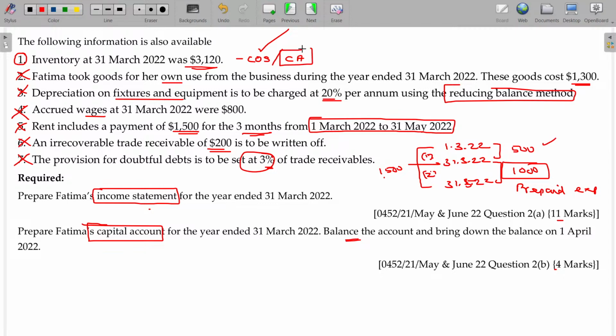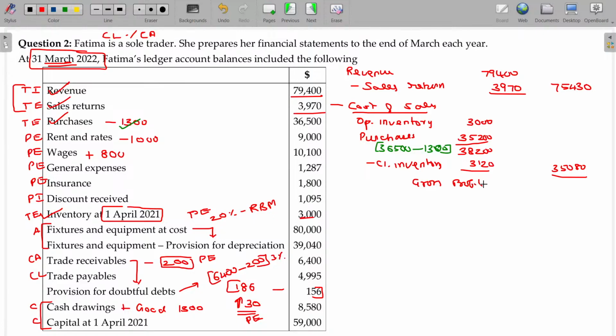If you prepare the complete financial position statement, then you can treat your gross profit being the difference between these two, 75,430 minus 35,080, 40,350. Trading items are over.